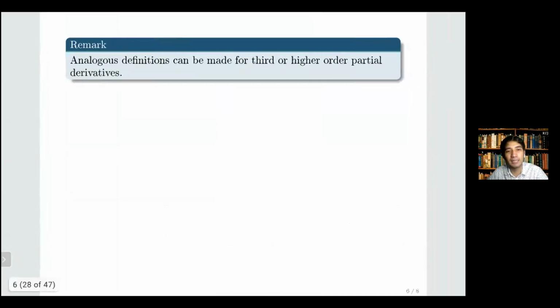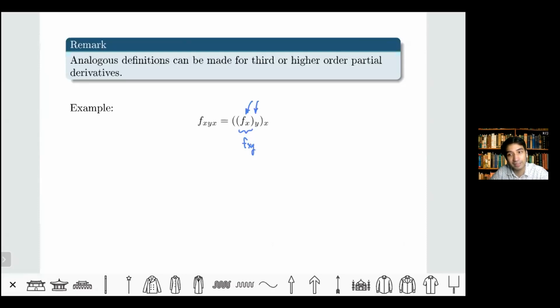Tapos syempre hindi lang naman second order, meron tayong third order derivatives, higher order derivatives, and it's the same. So kunwari third order derivative, you just differentiate the second order derivative. Halimbawa, fxyx, that's a third order derivative kasi you're differentiating 3 times. Tapos paano mo i-interpret yan? Ang interpretation yan ay, you differentiate fxy. So ito yung fxy natin. You differentiate that with respect to x. Okay? So again, from left to right.